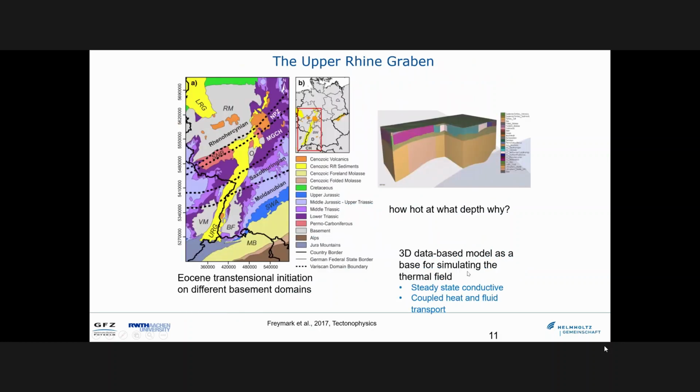Now let's move to the Upper Rhine Graben. Here we have a system that is part of the Cenozoic European rift system that evolved on different crustal domains. And again, we would like to see how hot is it at what depth and why.